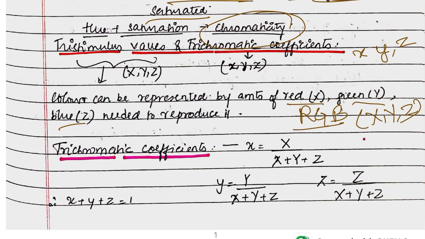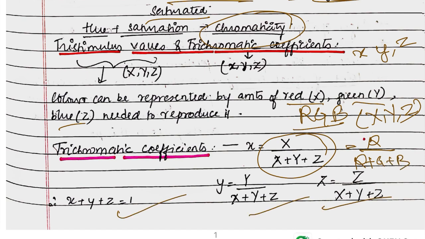Small x is equal to capital X divided by capital X plus capital Y plus capital Z. That means the trichromatic coefficient for red is given by the tri-stimulus value of red divided by that of R plus G plus B. Y and Z you calculate in the same way. Fine.